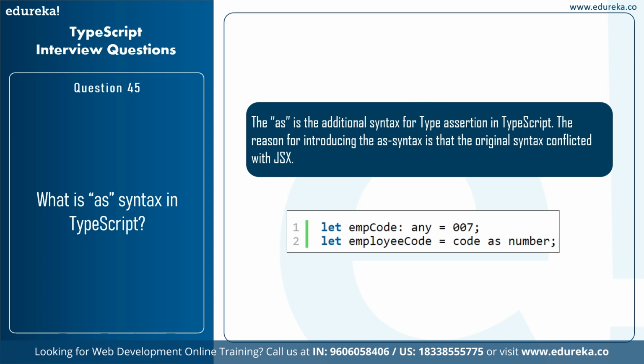The next one is the employee code where we have given it as code as number. Now, while using TypeScript with JSX, only as-style assertions are allowed. So basically, we are passing the data type to be number in this particular section.